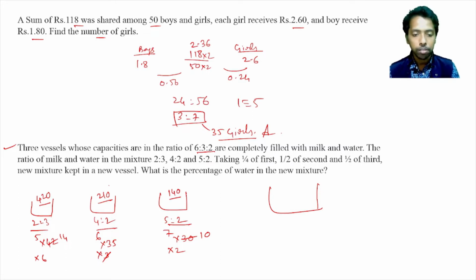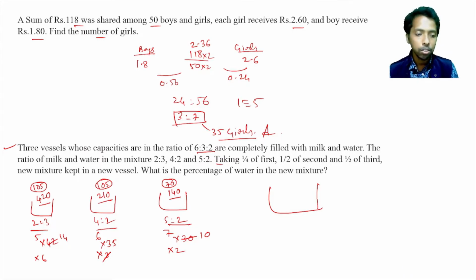Now moving to the next statement. Taking 1/4 of the first means 105 from the first container, half of the second means 105 from the second, and half of the third means 70. Now the 105 from the first container is in the same ratio, 2:3, the 105 from the second is in the ratio 4:2, and the 70 from the third container is in the ratio 5:2.